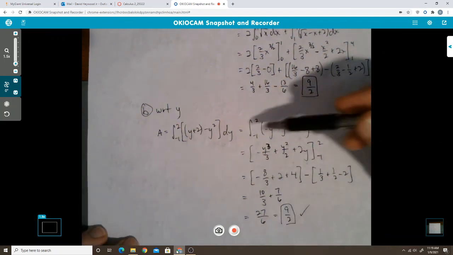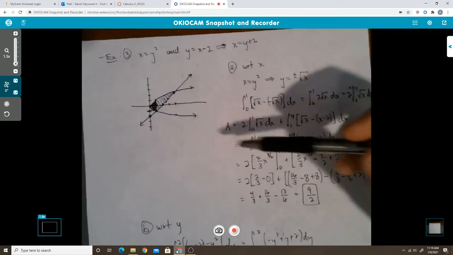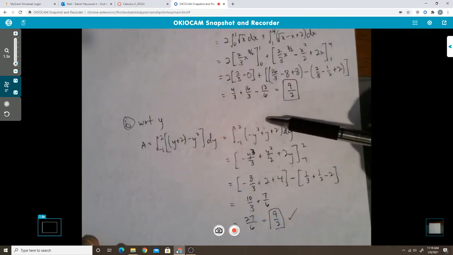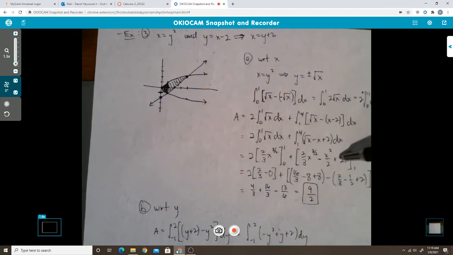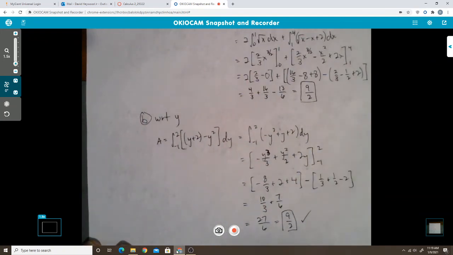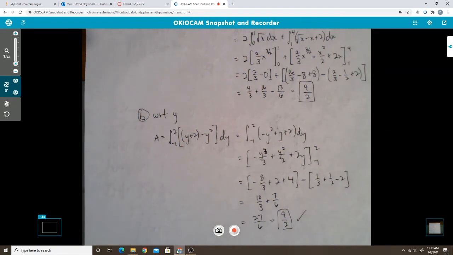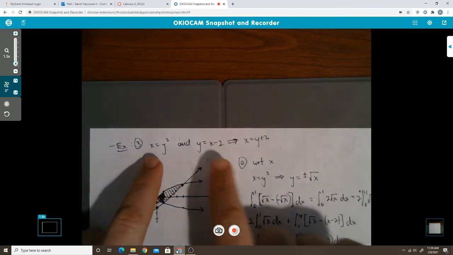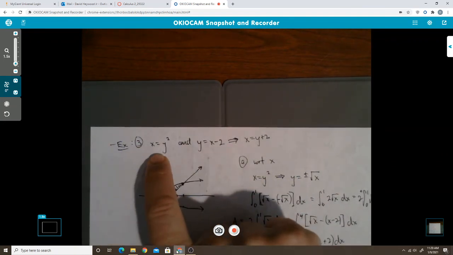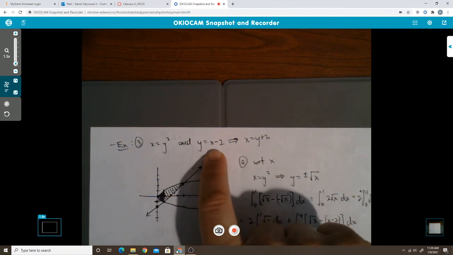As you can see, integrating with respect to y in this case was easier. It was an easier setup. It was less kind of nasty work that we had to do. So integrating with respect to y is nice. Especially, like in this case, we happened to have functions that we could solve. Like I could solve this one for y and I could solve this one for x pretty easily.